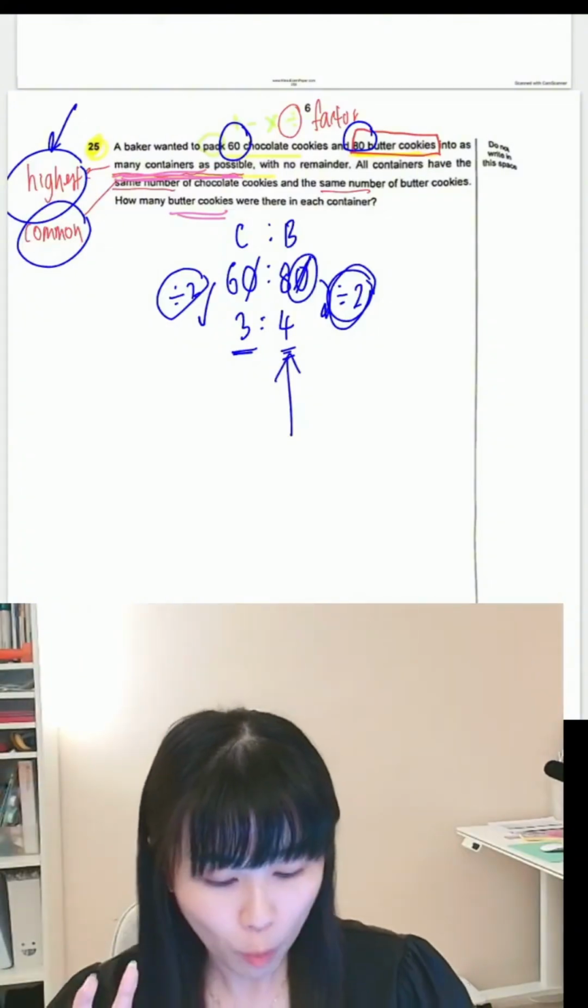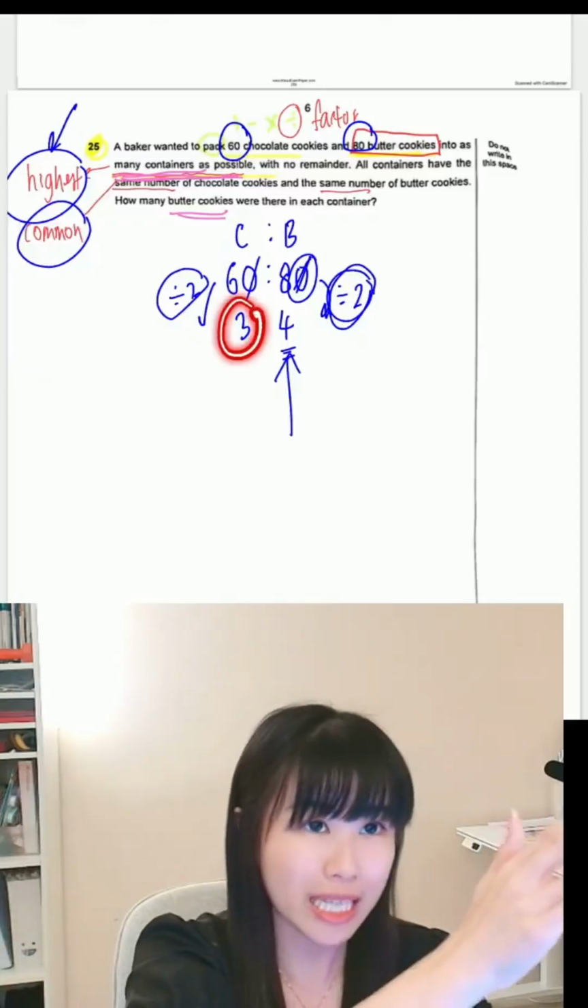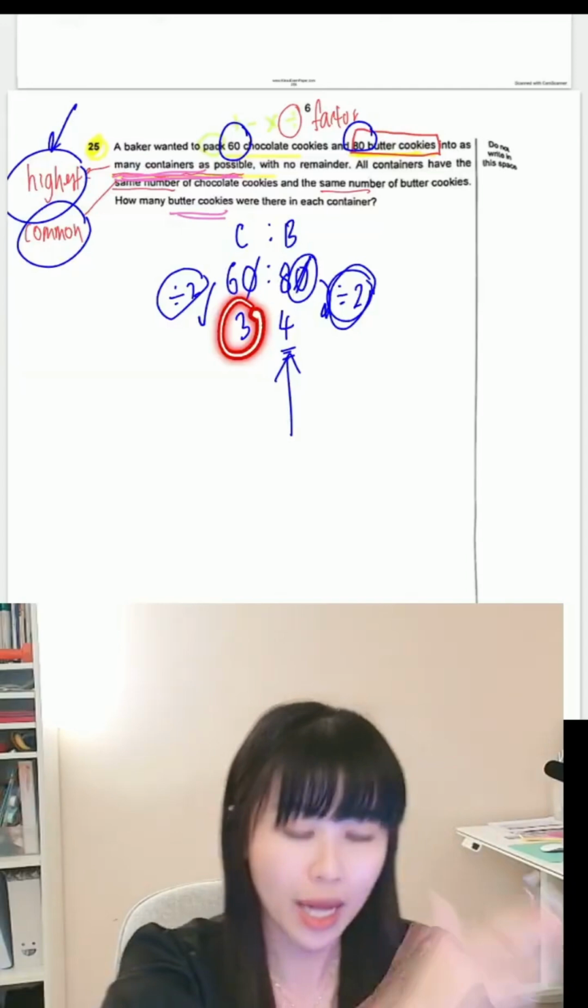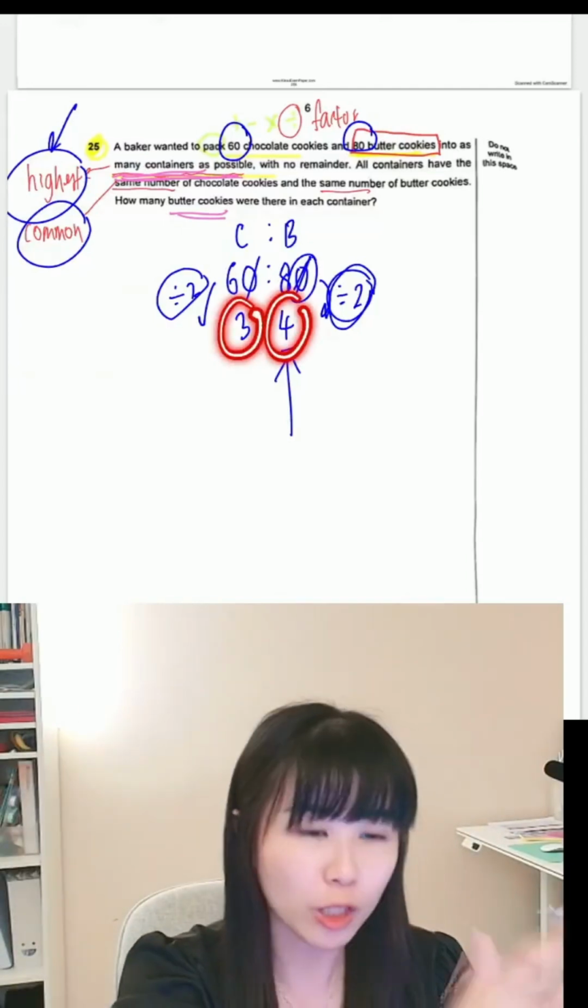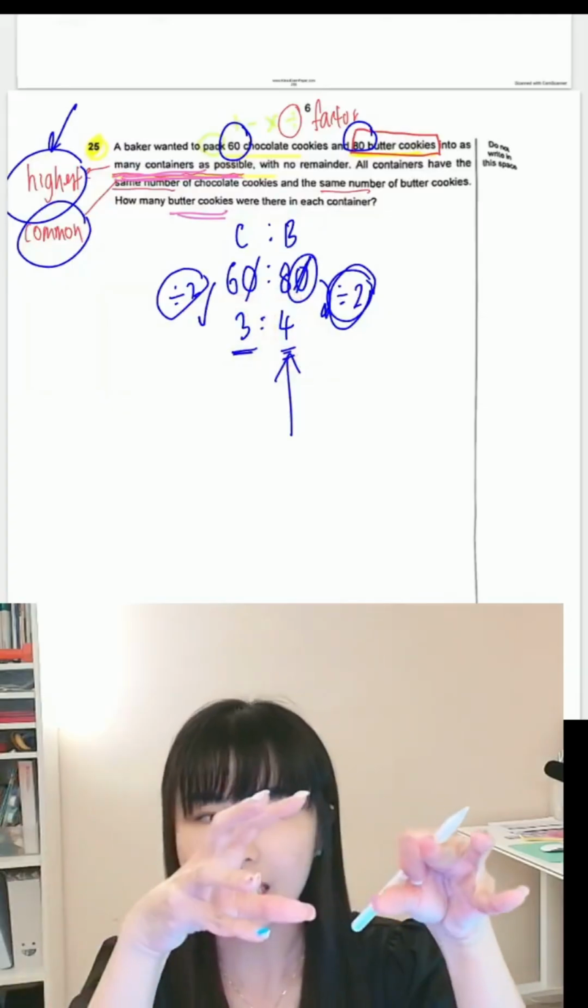Must be the same chocolate and butter? No. What they mean is every bag must be 3 chocolate: 3 chocolate, 3 chocolate, 3 chocolate. The same part is every bag must be 3, 3, 3, 3, 3. Every bag must be 4, 4, 4, 4, 4, 4. So that is the part that's the same. But the chocolate and the butter in one bag is not the same.